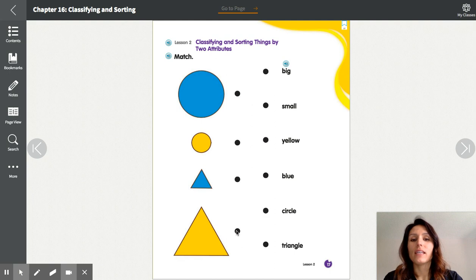So you're going to draw a line. It is yellow, from here to here. And last, is it a circle or a triangle? And you're going to draw a line from here to here. Good job, boys and girls.